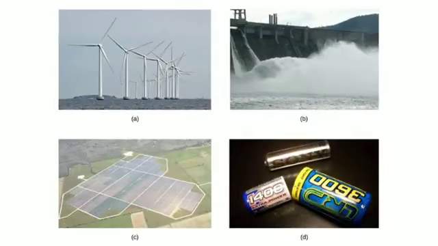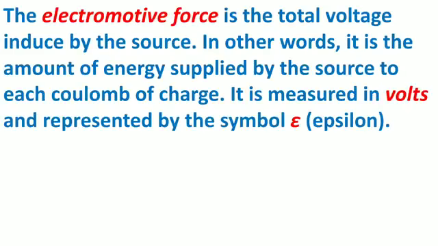Voltage has many sources, a few of which are shown here. As you can see in these pictures, all such devices create a potential difference and can supply current if connected to a circuit. A special type of potential difference is known as electromotive force. So first of all, we have to see what is electromotive force. So the electromotive force is the total voltage induced by the source.